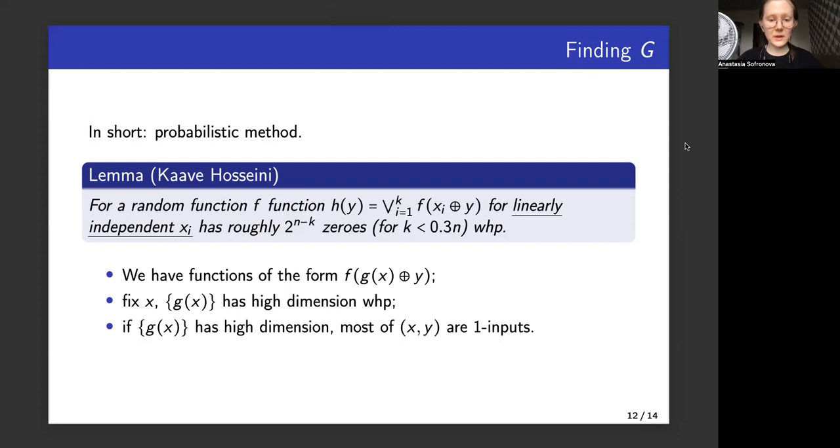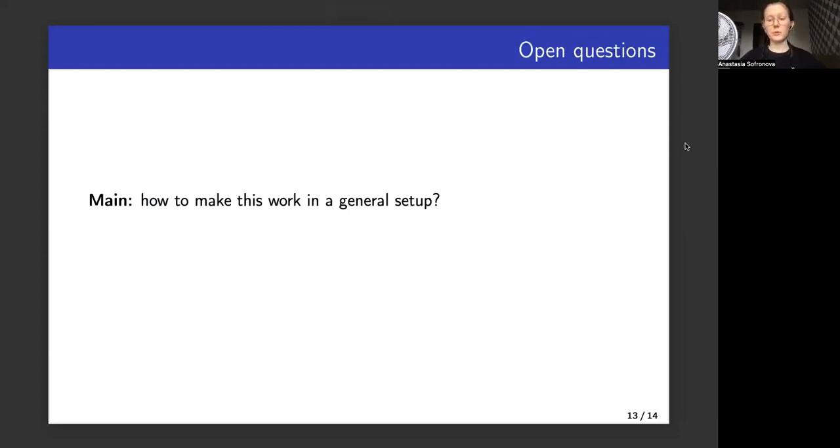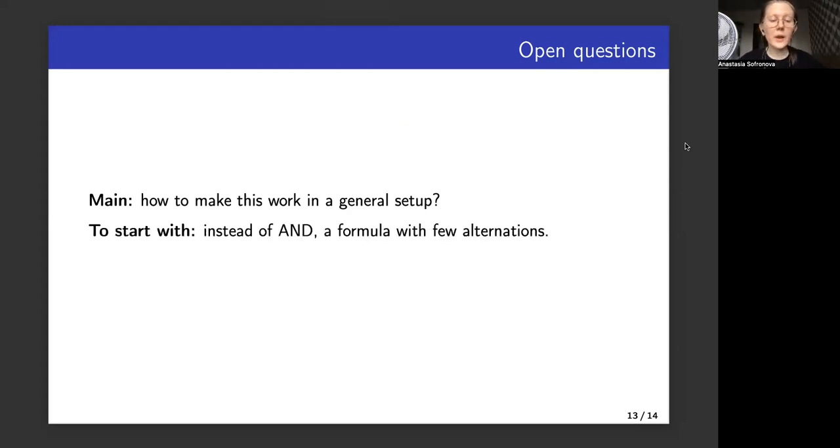That is more or less everything that I wanted to say about the proof. And which open questions follow from this work? The main one is obviously how to make this work in a general setup, meaning how to get rid of the requirement of AND gates on the top. And to start with, one could consider formulas with few alternations instead of AND on top. And for example, one could start with CNFs or DNFs.